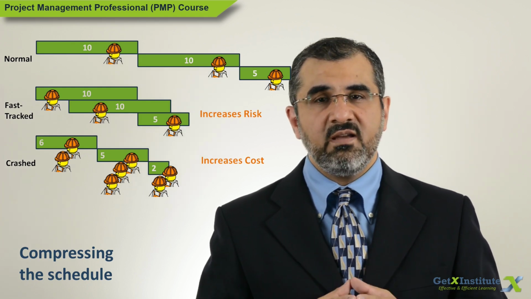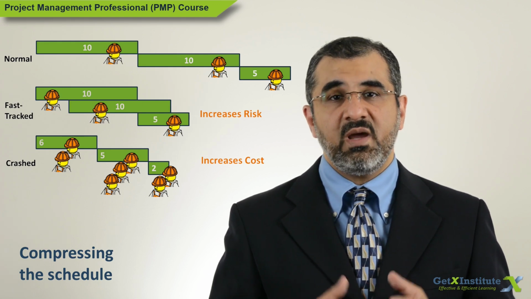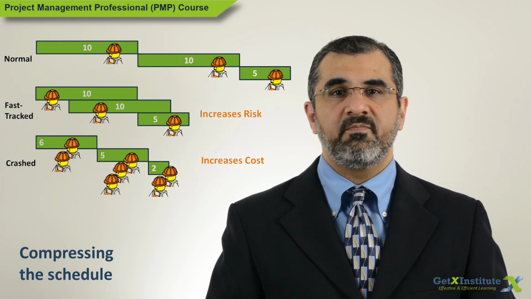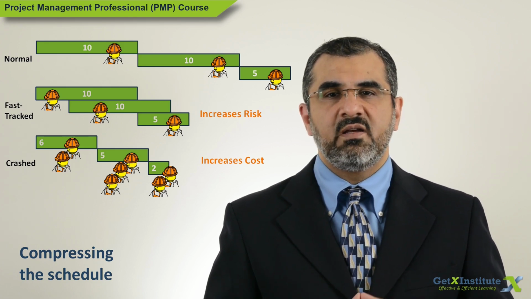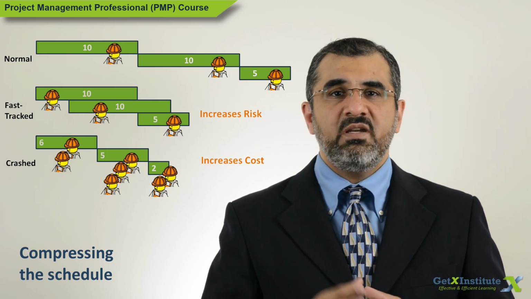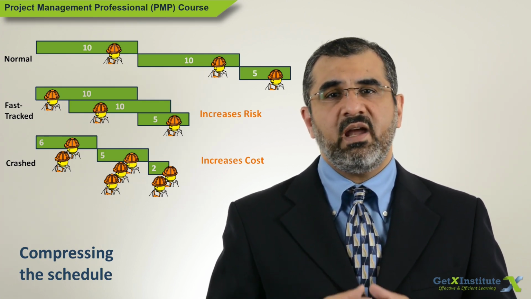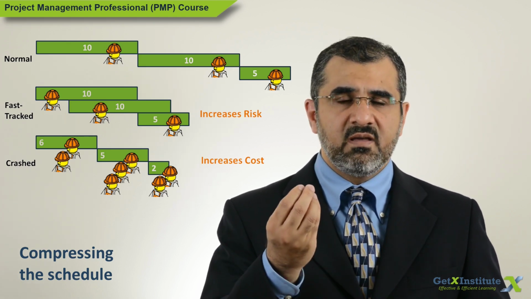So fast tracking typically increases the risk of rework, which may also result in increased cost. Not every piece of work can be fast tracked. Usually, preferred dependencies can be fast-tracked. Mandatory dependencies may not be fast-tracked at all, but in some cases, only a small amount of fast tracking can be achieved.